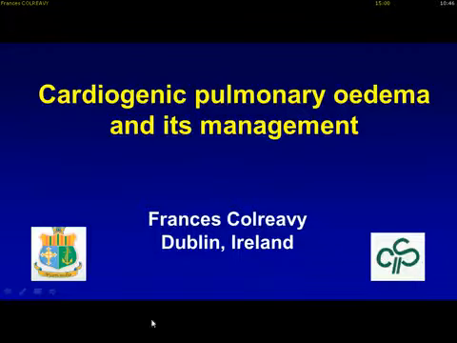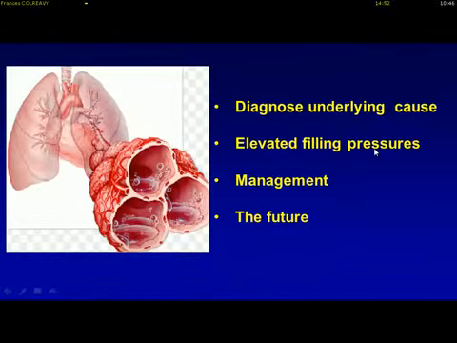Bedside. It's very clinically based, many hours at the bedside, I can tell you, and it's cardiogenic pulmonary edema and its management. Everybody in this room knows and understands what cardiogenic pulmonary edema is. I think in this talk I will emphasize the diagnosis of the underlying causes and the spectrum of diseases that can cause cardiogenic pulmonary edema, which can be difficult.